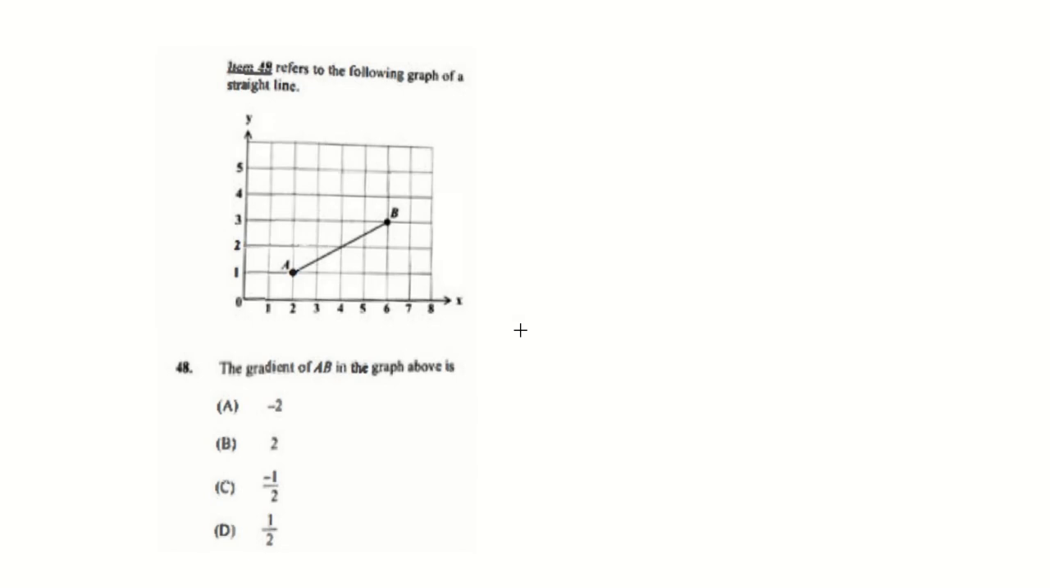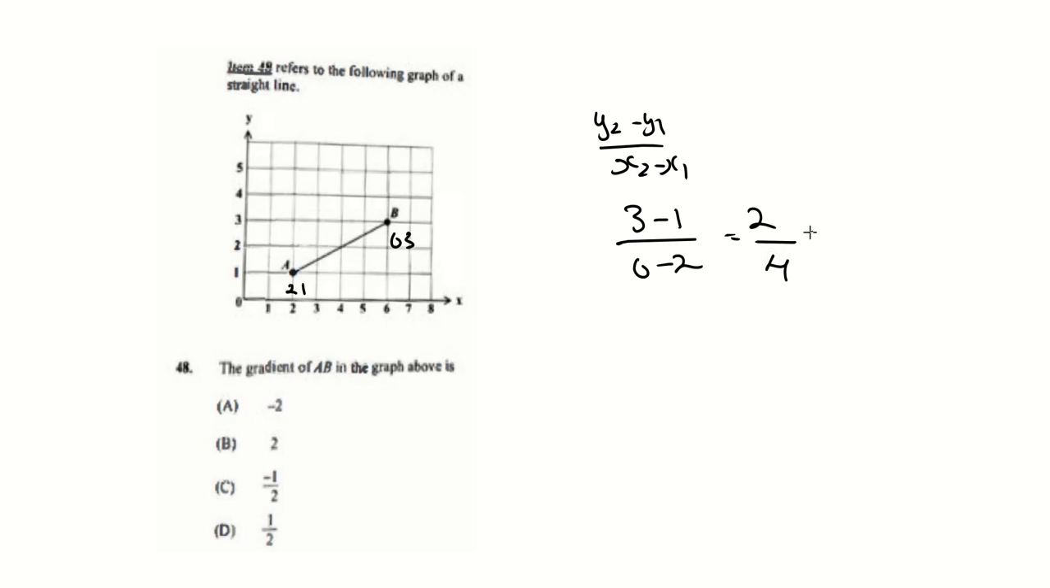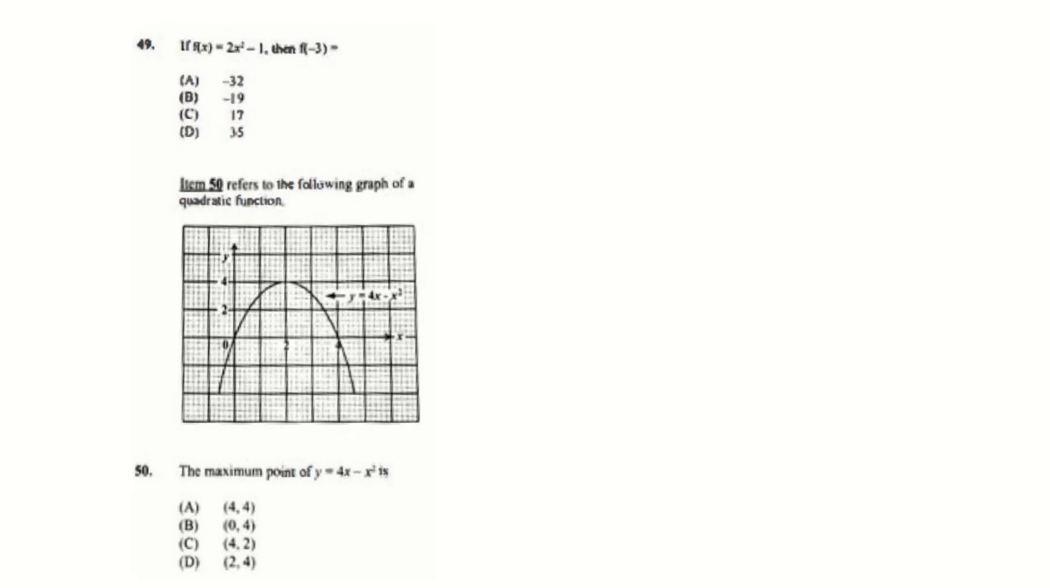Item 49 refers to the following graph of a straight line. The gradient of AB, this is 2, 1, and this is 6, 3. So it's y2 minus y1 over x2 minus x1. So it is 3 minus 1 over 6 minus 2, which is 2 over 4, or half. So the answer is D. Number 49, this is a repeated question. The maximum point, that's the turning point here. X is 2, y is 4, so 2, 4, that's D.